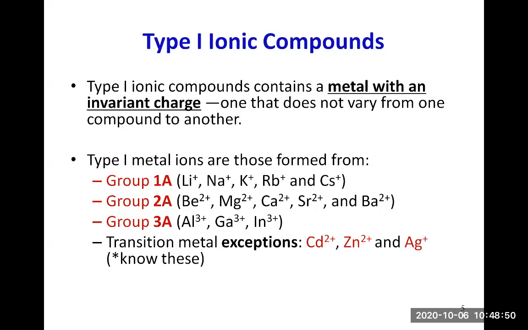The transition metals tend to make variable charge ions, but there are a few exceptions, which are cadmium 2+, zinc 2+, and silver 1+. You will have to remember these. Silver, zinc, and cadmium always make the same kind of ion.